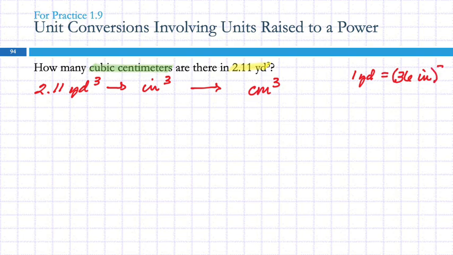And I have to square both sides. So 1 square yard is equal to 36 squared inches, which is 36 times 36, 1296 square inches. Yeah, you're right. I need cubed because, thank you. I was just testing you. No, I wasn't. We need to cube this.